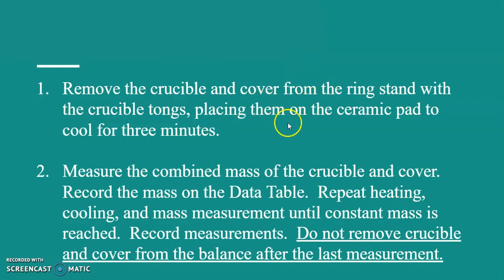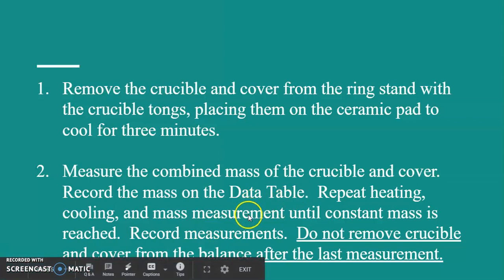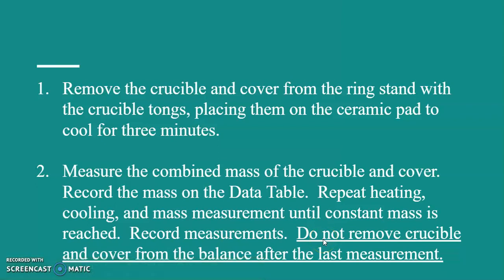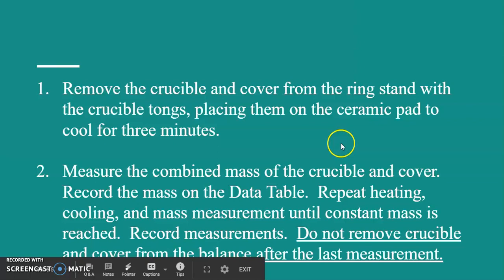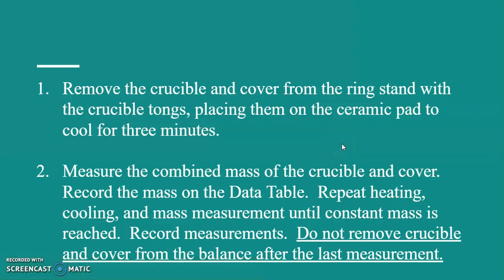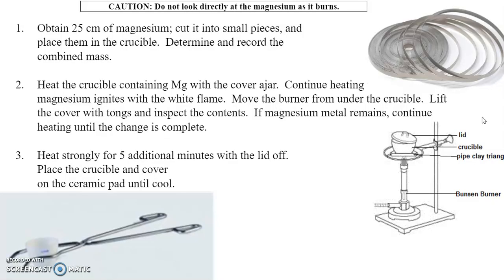You're going to remove it, let it cool, right? Record the combined mass, so put it on a balance with the lid. And then you're going to repeat those steps until you wind up getting a constant mass, so the mass stops decreasing. At that point, you know you have a completely dry crucible and cover, and you're ready to go with our experiment. Okay? All right.